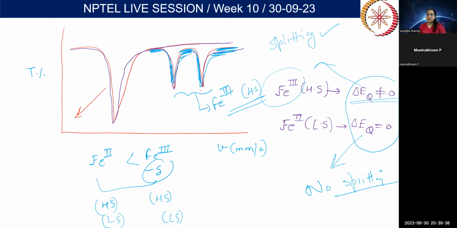So is this clear now? When we see that splitting, we have two options where one is giving splitting and one is not giving splitting. So just looking at the spectra, we can get to know which one is what. Is there any doubt here? Okay, ma'am, I understood.